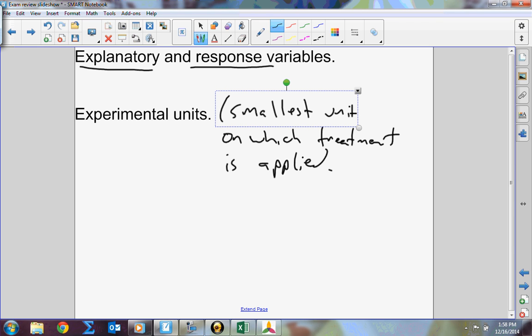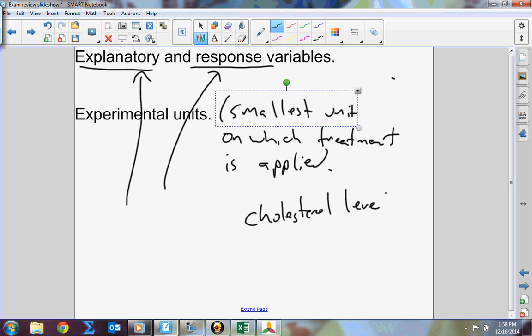If you need a quick review on explanatory and response, response is what you're looking for the change in. So maybe I have a new heart pill that I want to see whether or not it lowers cholesterol in your heart. And so, in your blood, I guess. So anyway, you're looking at cholesterol level would be the response, and the new drug would be your explanatory.